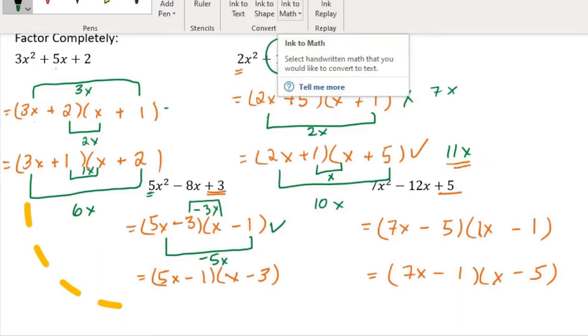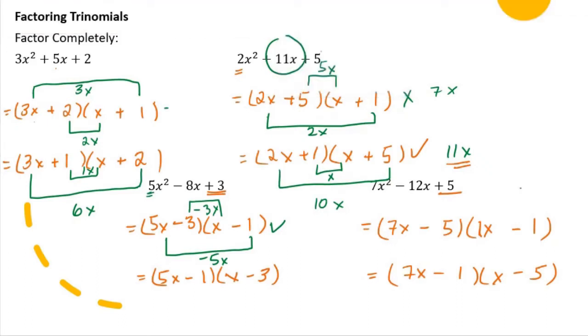Which one should we check first? Which one looks more likely to be right? I'm going to try that top one. So 7x times negative 1 is negative 7x, where negative 5 times x is negative 5x. Add those 2 together and I get negative 12x. And once again, the first one that we check is correct. So I don't have to check the second one, but I'll show you what we would have gotten.